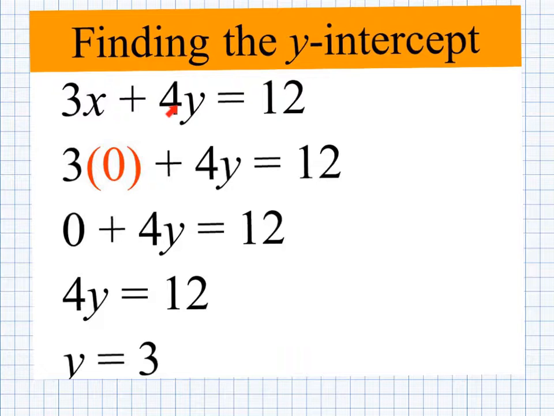Here's another example of finding the y-intercept. If you had 3x plus 4y equals 12, which is, I think, the problem, that we make the x 0, because we're finding the y-intercept. So whichever one you're finding, the other variable goes to 0. So we're left with 4y equals 12, and we divide both sides by 4 down here, and we get 3.